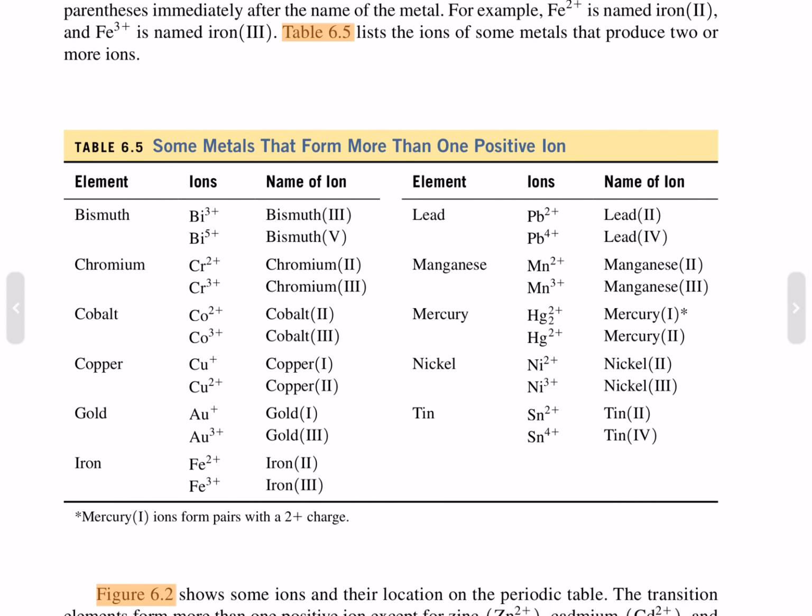Bismuth: bismuth(III), bismuth(V). Chromium: chromium(II), chromium(III). Cobalt: cobalt(II), cobalt(III). Copper: copper(I), copper(II). Gold: gold(I), gold(III). Iron: iron(II), iron(III). Lead: lead(II), lead(IV). Manganese: manganese(II), manganese(III). Mercury: mercury(I), mercury(II). Nickel: nickel(I), nickel(II), nickel(III). And tin: tin(II), tin(IV).